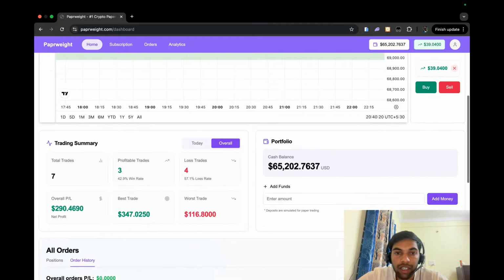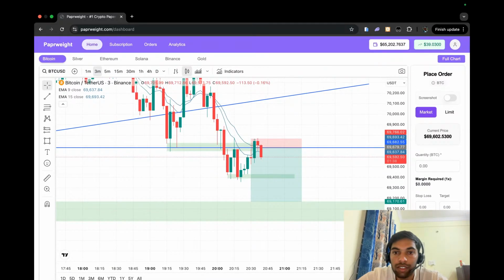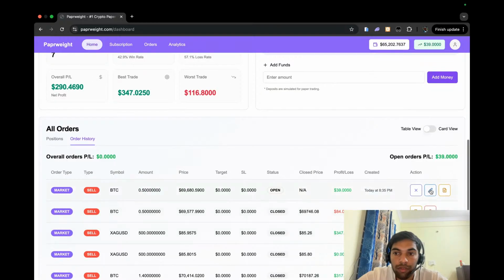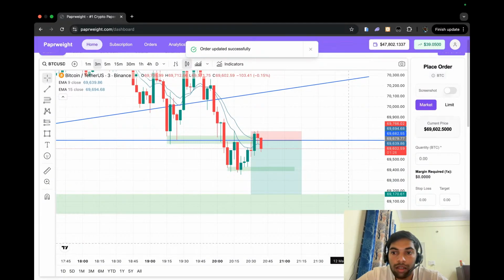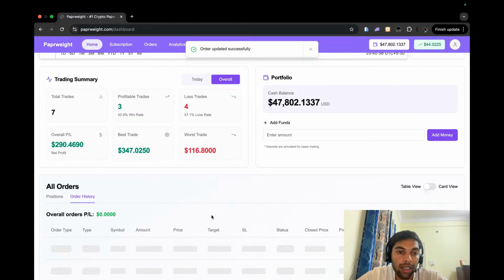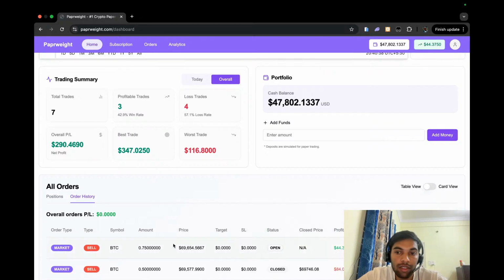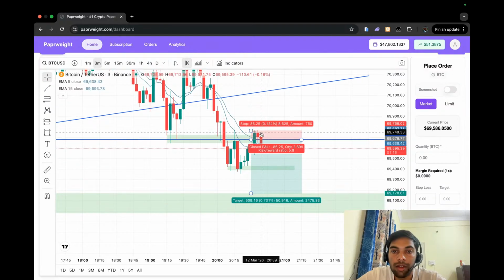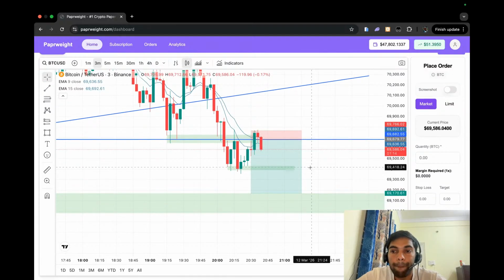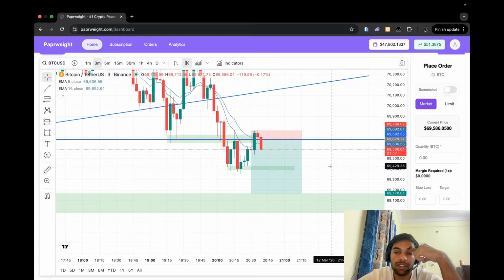I'm adding 0.25 again. Let me see. Yeah. So we'll update it and add 0.25 in the selling direction. So the total quantity is 0.75. Okay. Stop loss is same. I just increased the quantity. I will add more quantity if this candle persists.